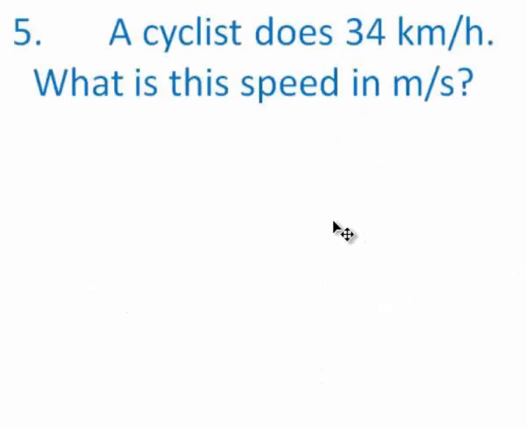The next example that we're going to be looking at is where we are converting from one rate to another rate. So what we've been given here is that a cyclist does 34 kilometers per hour, and we want to convert it to a speed in meters per second. So in order to do that, we've got to convert your kilometers to meters, and we have to convert the hours to seconds. Okay, so let's have a look how we do that.